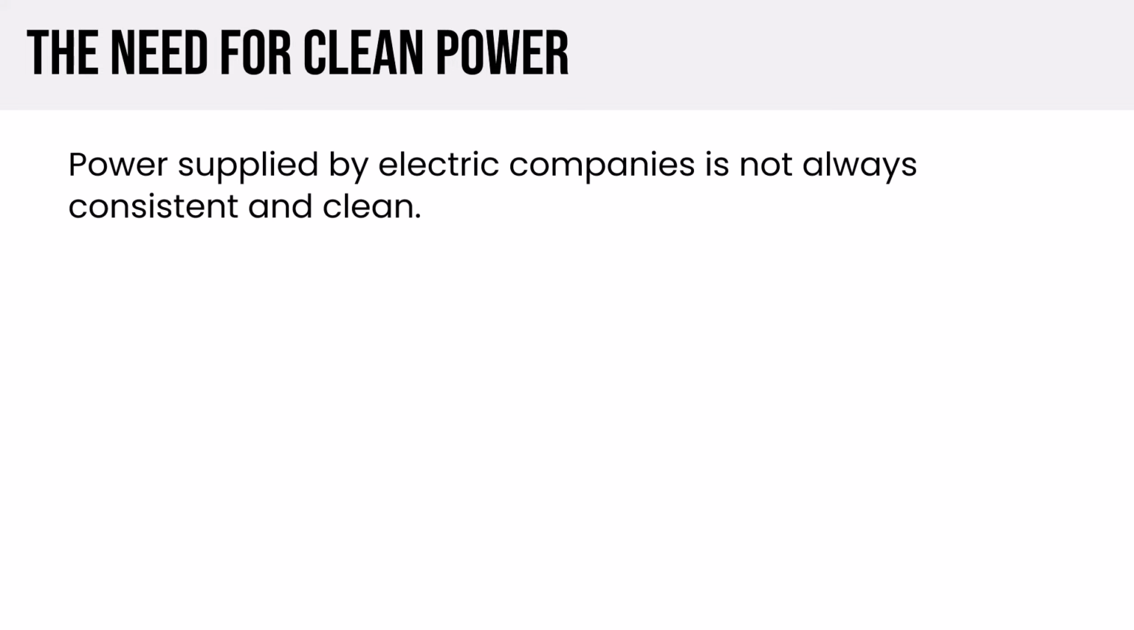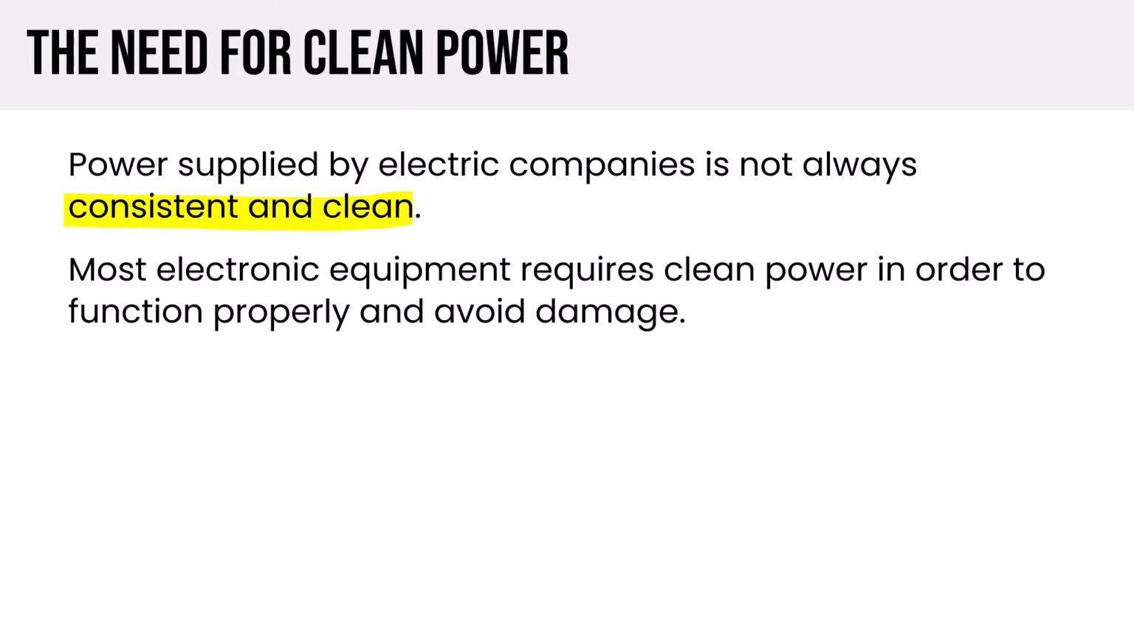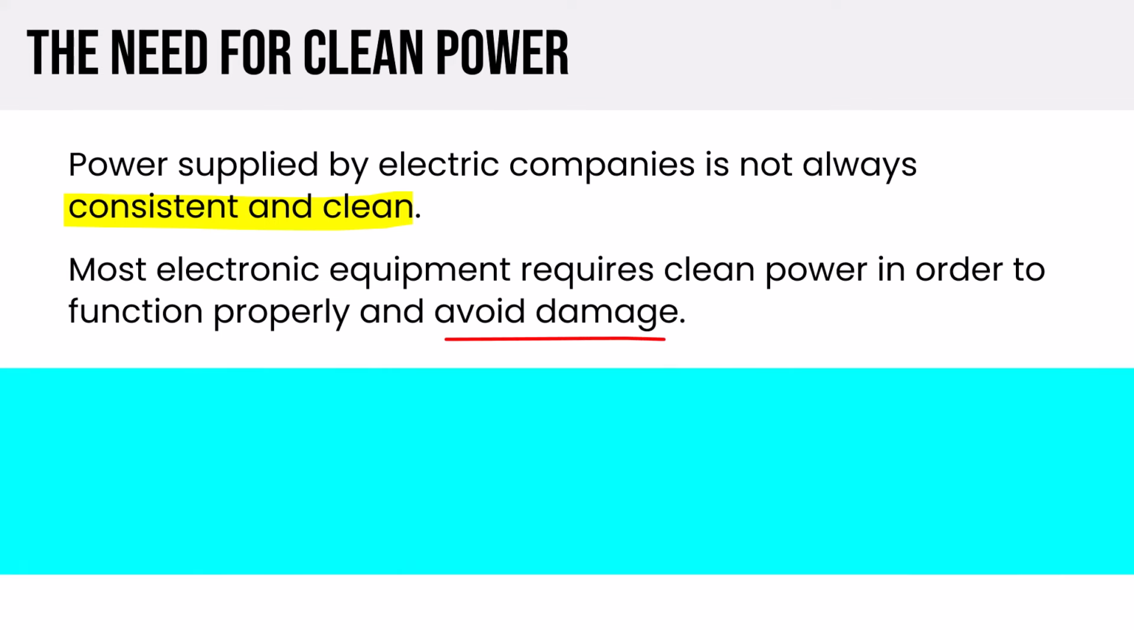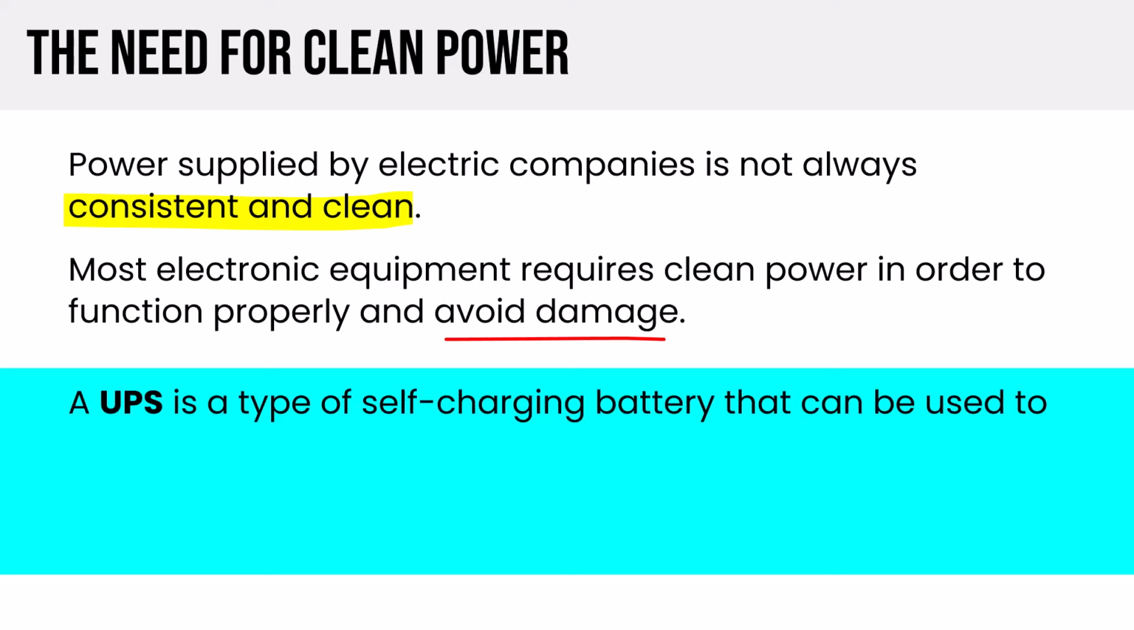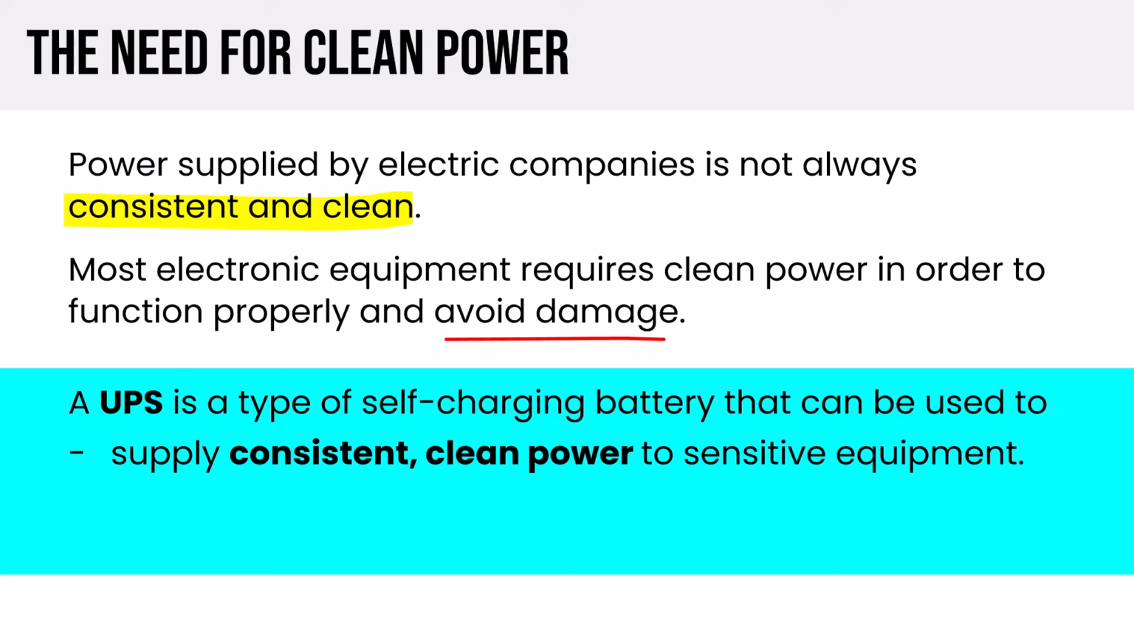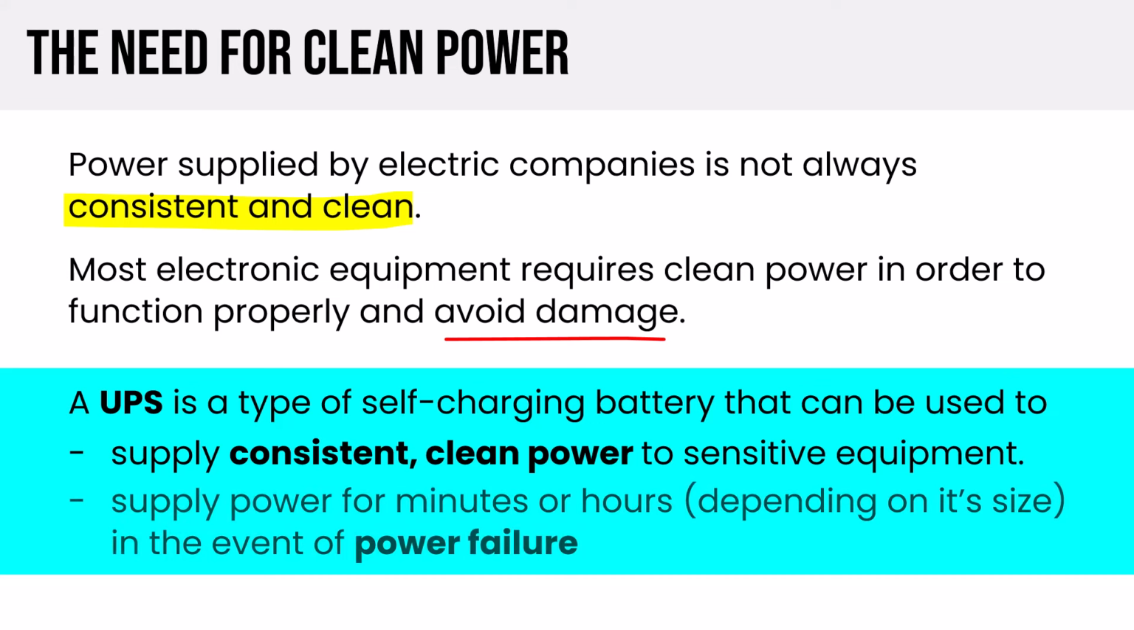So we'll wrap up 3.4 with a look at power. So we're going to talk about the need for clean power. So power supplied by the electric companies is not always consistent and clean. Most electronic equipment we're working with in a data center requires clean power in order to function properly and avoid damage. So a UPS is a type of self-charging battery that can be used to supply clean, consistent power to sensitive equipment and supply that power for minutes or hours depending on its size in the event of power failure.